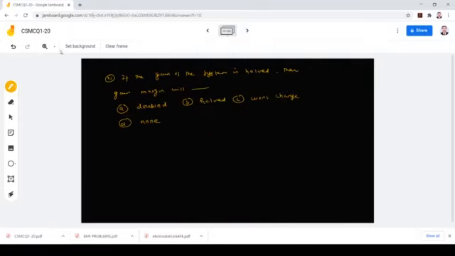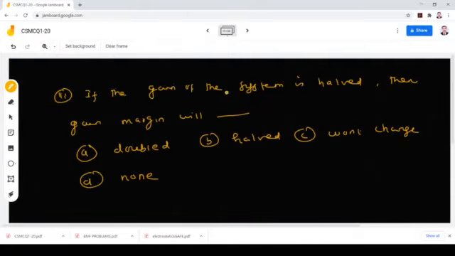Direct question. Next one. If the gain of a system is halved, what happens to gain margin? We know gain margin is equal to 1 by mod g. Gain is half, so 1 by 1 by 2, that is 2. So it is doubled.